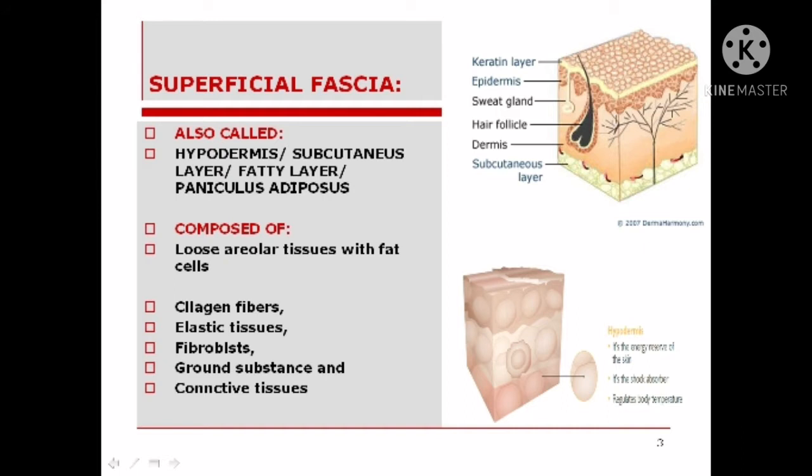The superficial fascia lies just below the dermis, the dermal layer of the skin. It is also called the hypodermis, the subcutaneous layer, the fatty layer, or the panniculus adiposus. It is composed of loose areolar tissue with fat cells. Within it, there are collagen fibers, elastic tissues, fibroblasts, connective tissues, and ground substance, a gel-like material.